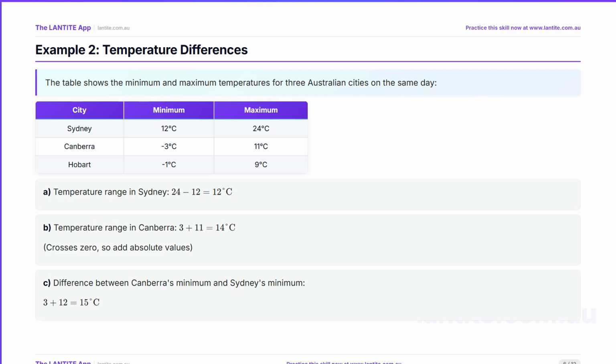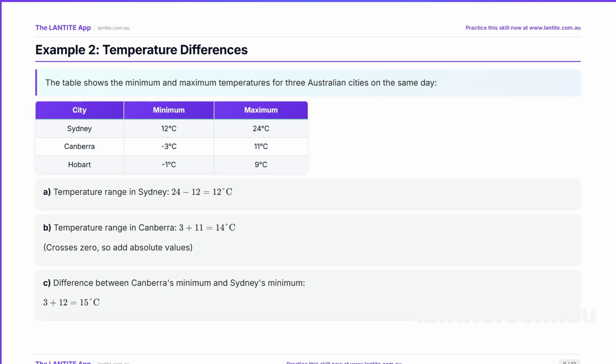Here is a typical LANTITE data table. We have minimum and maximum temperatures for 3 cities. Part A, the range in Sydney. Both temperatures are positive, so simply subtract. 24 minus 12 equals 12 degrees.